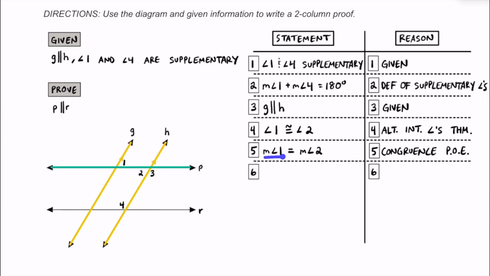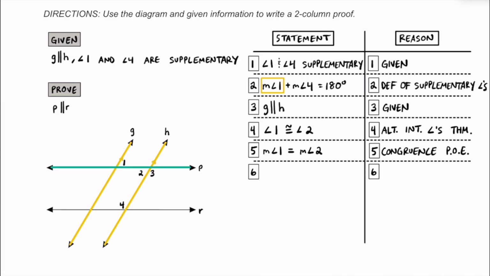If we know that the measure of angle 1 is the same thing as the measure of angle 2, they're equal to each other, and we know that the measure of angle 1 plus the measure of angle 4 is equal to 180 degrees, we can swap out this measure of angle 1, which is in both of these equations, and make a substitution. We say that the measure of angle 2 is going to take the place of the measure of angle 1, because we somehow need to link something on line P to something on line R to prove that they are parallel.